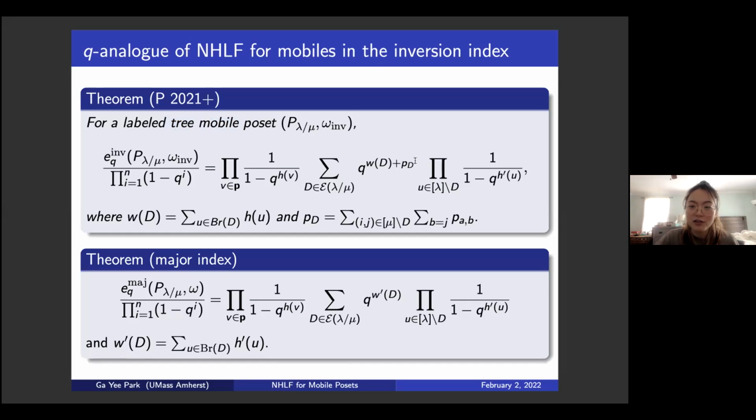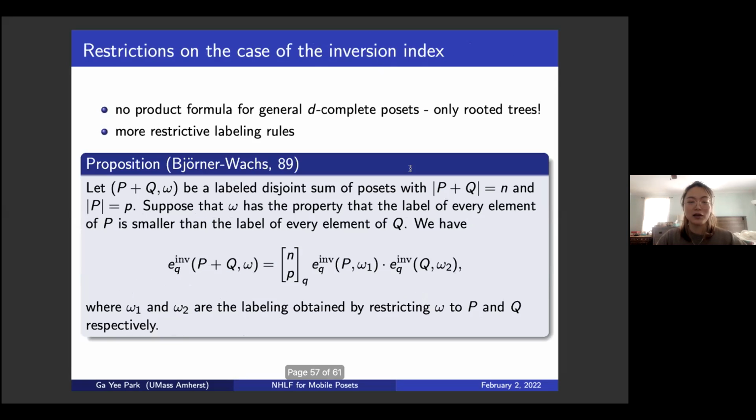Another thing is that there are all these annoying accessories that I have to attach here and there to make it actually work. Look at my major index formula. It looks really nice and clean, and it resembles the original Naruse skew analog formula very well. Whereas in my inversion formula, there's all this other ugly stuff that I'm not really happy about.